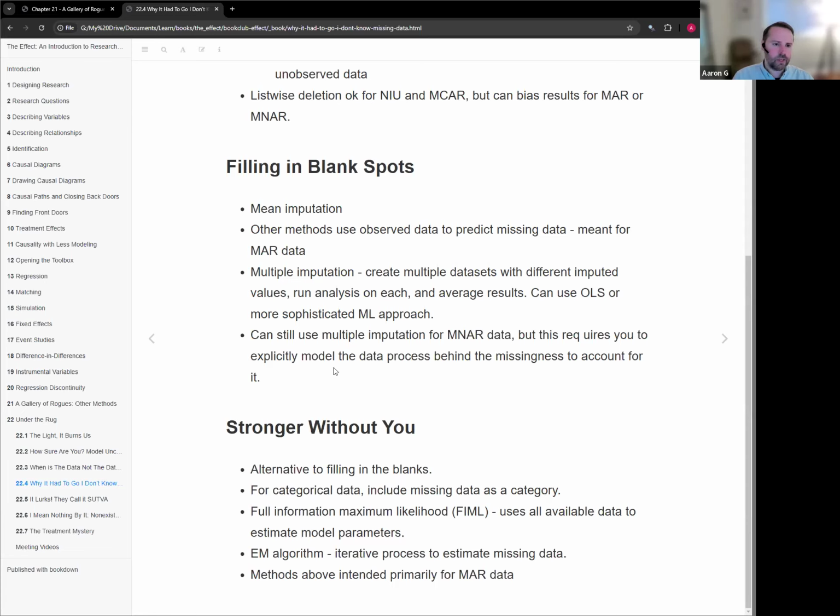How about you guys? Have you used any of these other approaches, EM or FIML? To be honest, so far I only ever dropped them. Drop them. It's quite common in my field. I think yeah, just try to ignore that there's going to be issues.